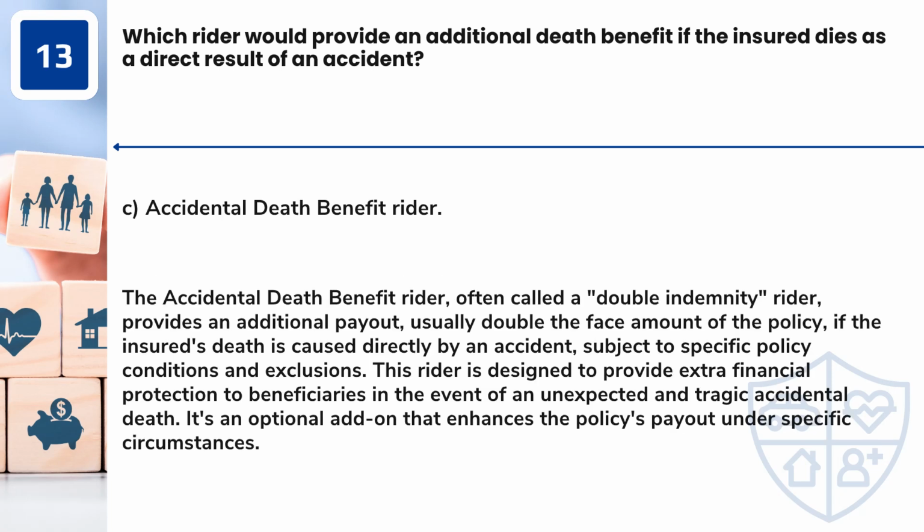Answer: C. Accidental death benefit rider. The accidental death benefit rider, often called a double indemnity rider, provides an additional payout, usually double the face amount of the policy, if the insured's death is caused directly by an accident, subject to specific policy conditions and exclusions. This rider is designed to provide extra financial protection to beneficiaries in the event of an unexpected and tragic accidental death. It's an optional add-on that enhances the policy's payout under specific circumstances.